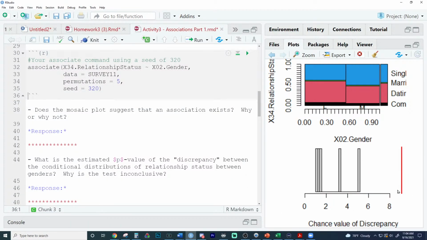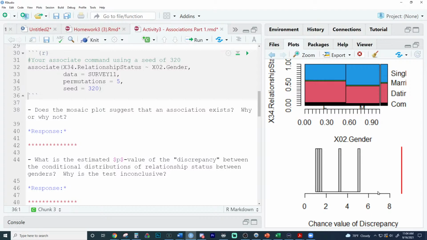How many of these permutations, like count them, how many are as extreme or more extreme than this over here? How many of the 5 permutations on the screen are as extreme or more extreme than this red line right here, Alyssa? And Mohammed, we might have to do your question on the next office hours because I have a meeting today.